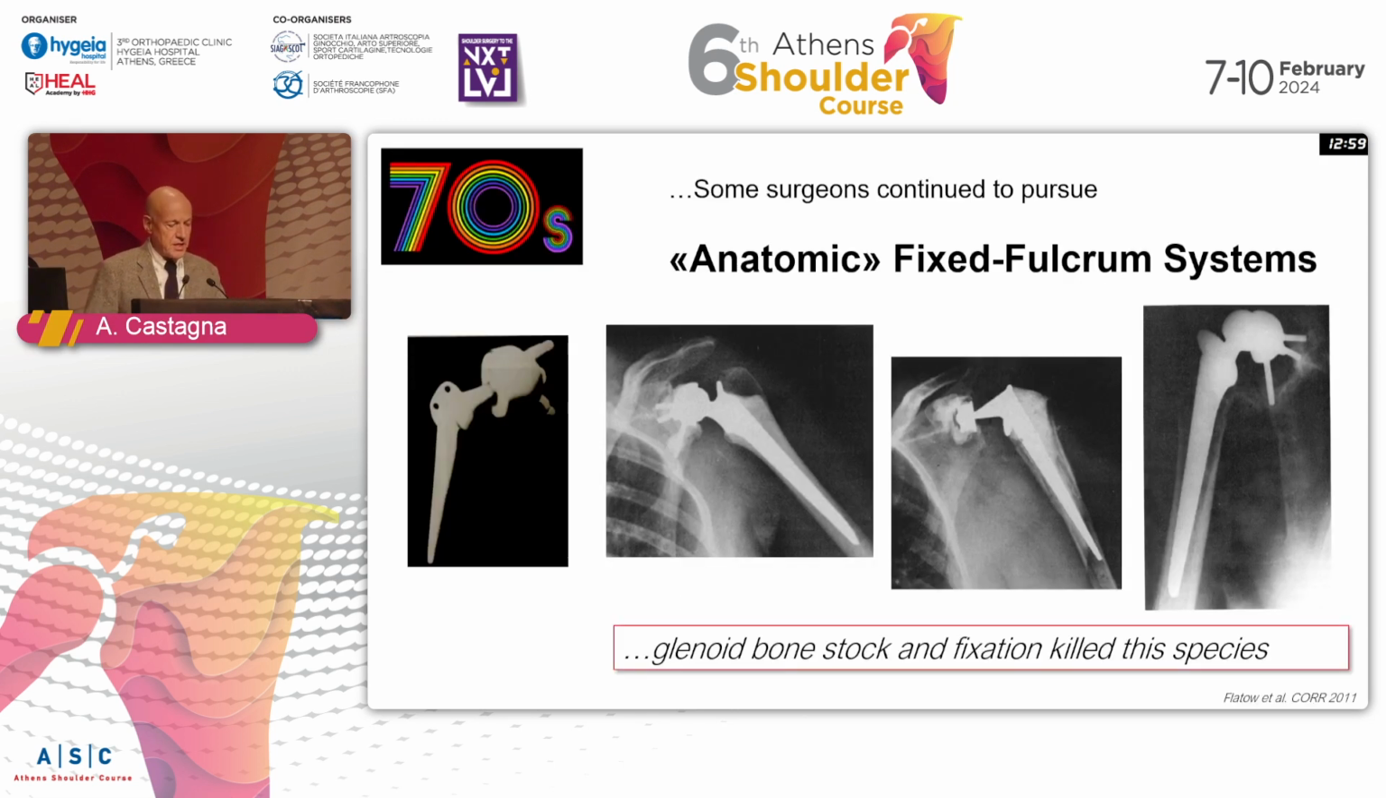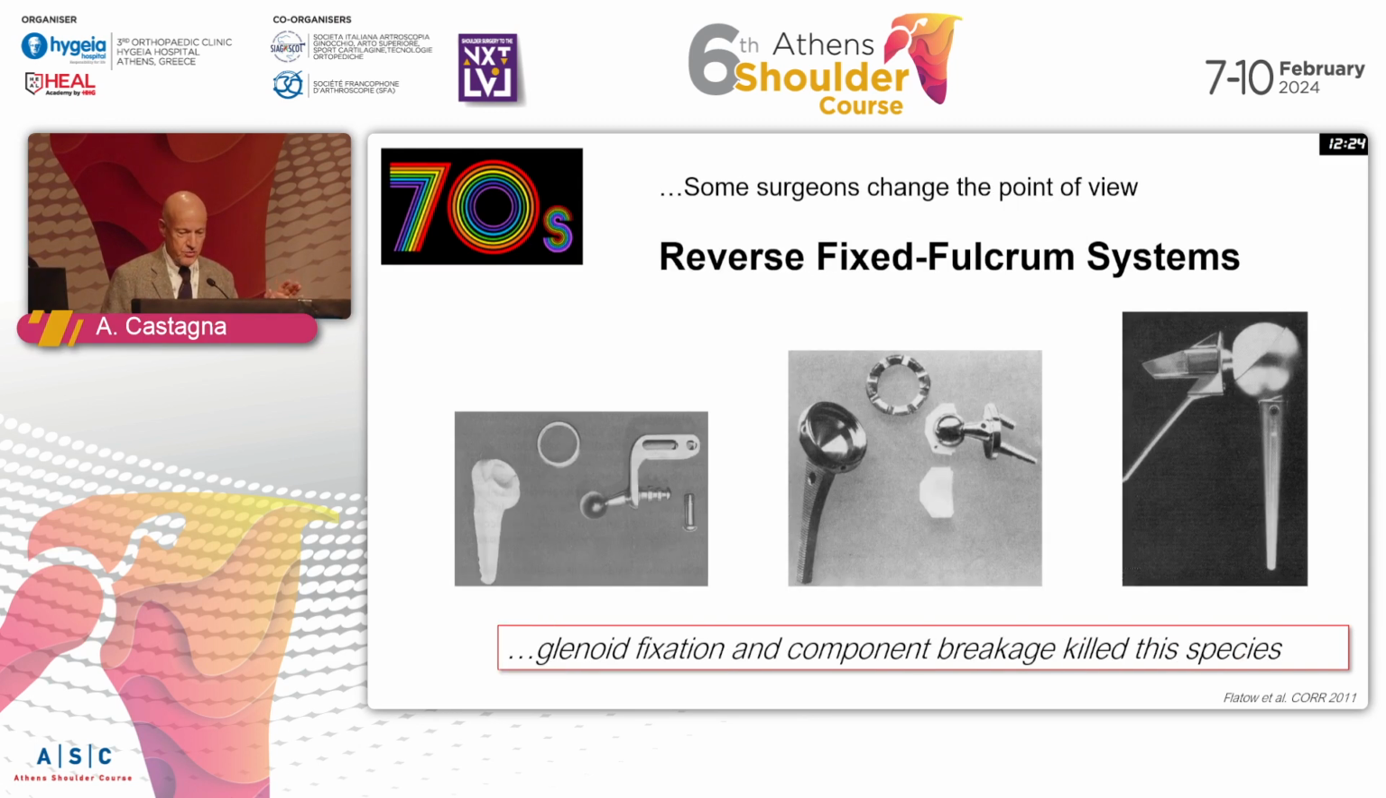The experience started exactly in those years, and historically, these are rare pictures, some anatomic, between brackets, fixed fulcrum system, because some surgeons were trying to get it, but unfortunately, they were failing very, very much. It was keeping a lateral center of rotation and still the ball on the humerus, so they were anatomic somehow with this fixed fulcrum, but the glenoid bone stock and fixation was not holding enough, so this was killing these pieces. It wasn't surviving.